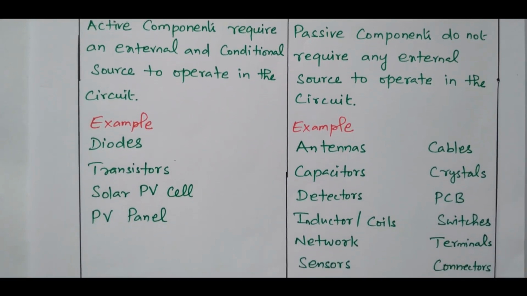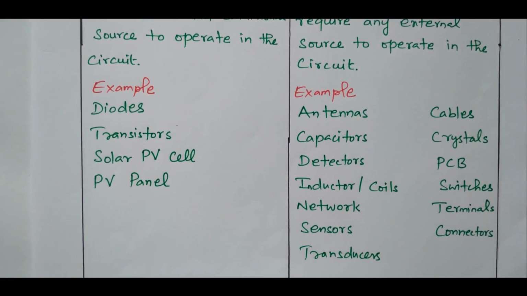Now we'll see some examples. Already we discussed the diode, transistor, solar PV cell, and PV panel. These are all examples of active components. That is, they are able to deliver energy to the circuit, and they are able to give a power gain. For this, the external source is required.